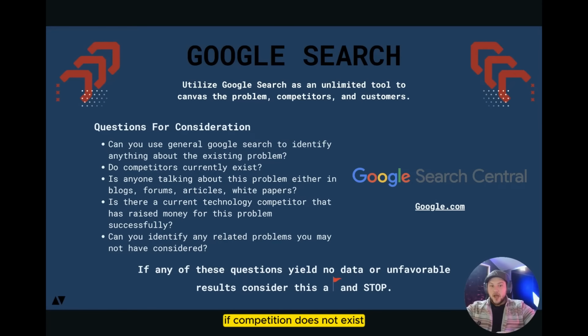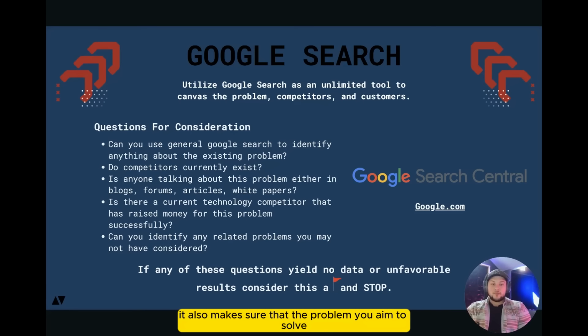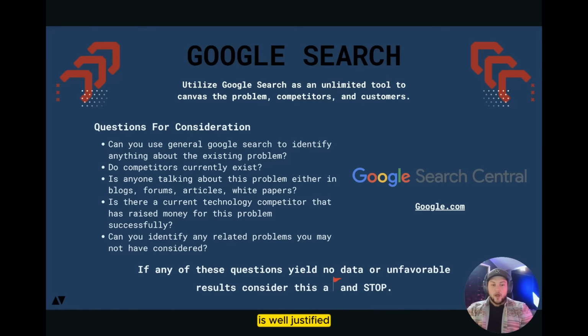If competition does not exist, that's a red flag. It's okay to be a first mover if you're passing the rest of Inception Marketing, but competition is a really healthy thing. It also makes sure that the problem you aim to solve is well justified, well supported, potentially that there's investors and financial backing for this conversation.